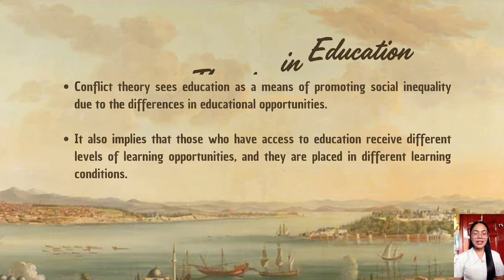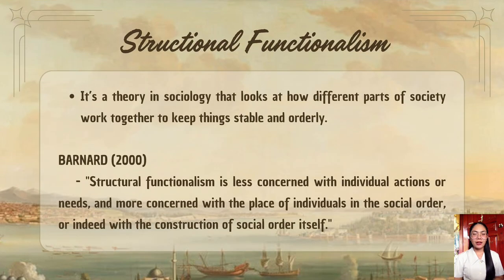So next is about structural functionalism. In this part, we tackle what is structural functionalism, the quote from Barnard 2000, and lastly the role of education. So first is what is structural functionalism. Structural functionalism is a theory in sociology that looks at how different parts of society work together to keep things stable and orderly. It focuses on social structures like school, families, and government, and how they function to maintain balance in society. Unlike general functionalism, it pays less attention to individuals and more to the roles people play within this structure.